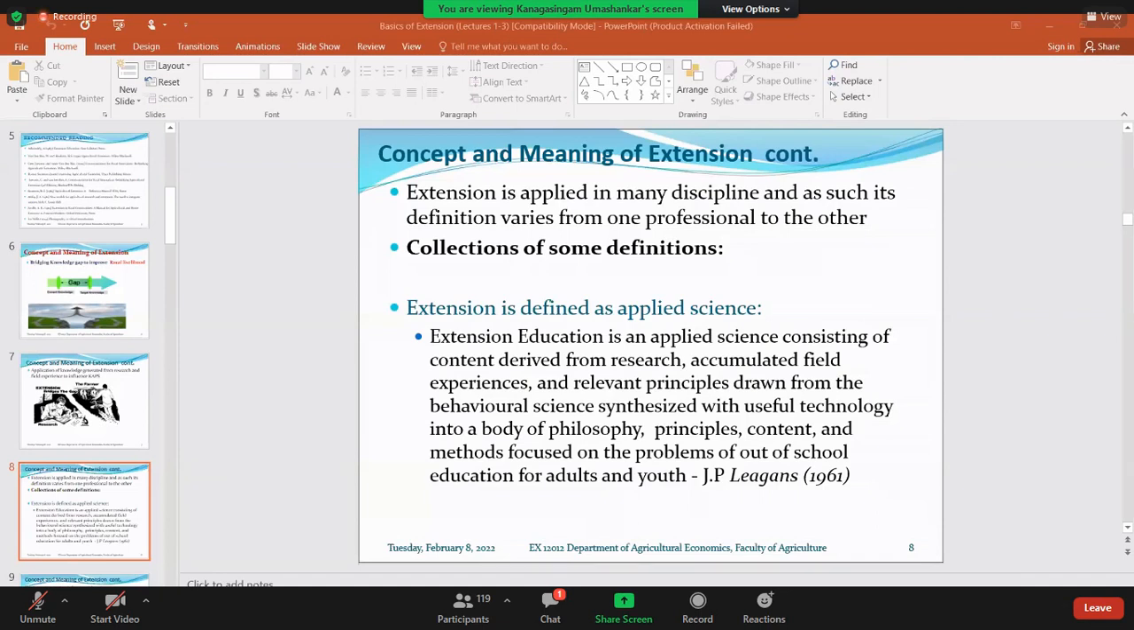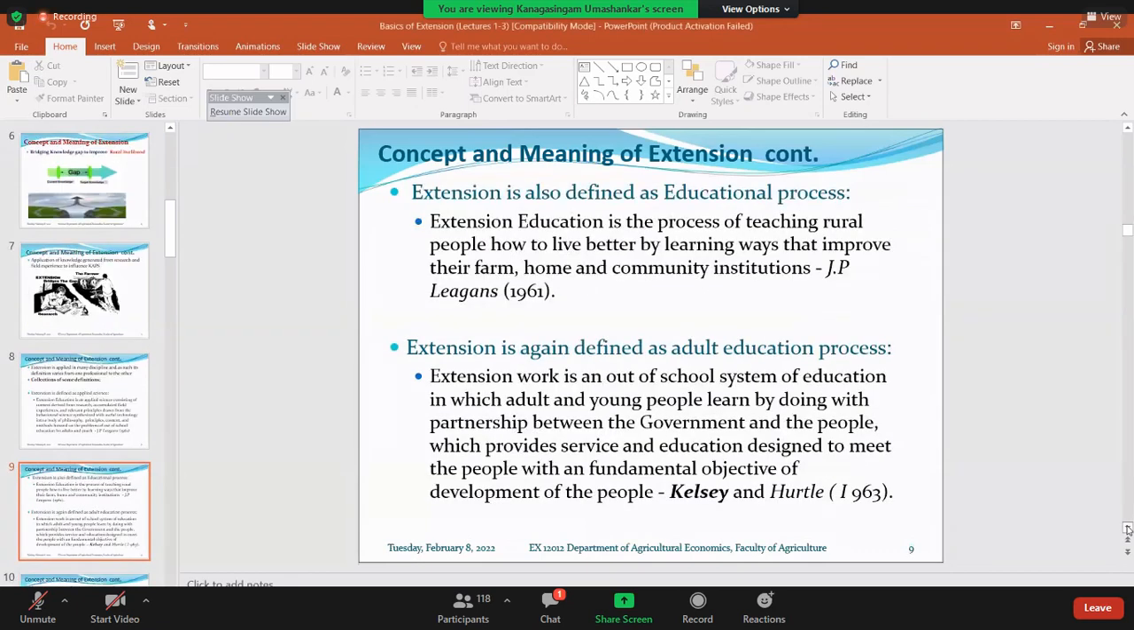Concept and meaning of extension. I'm not going to spend the time on that. At the end of the day, I will be sharing these slides with you, so you can go through them. This is a kind of definition, by different people, so you can go through it and understand. The concept and meaning of extension continues, with different people defining it in different ways.